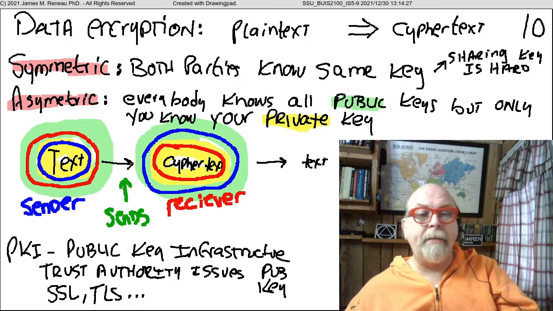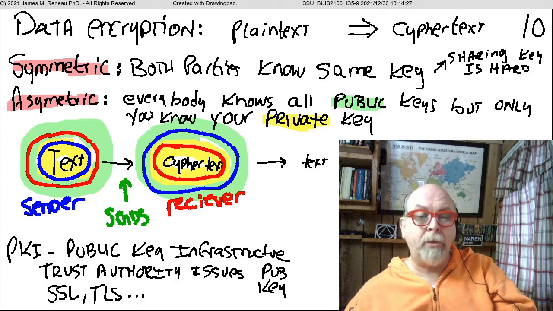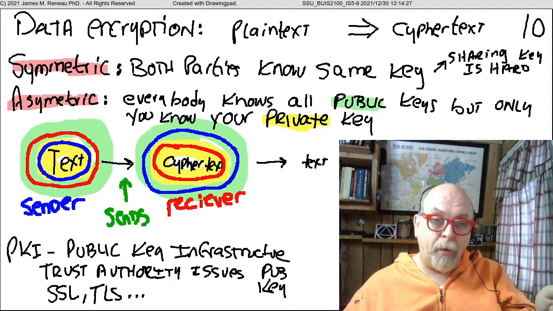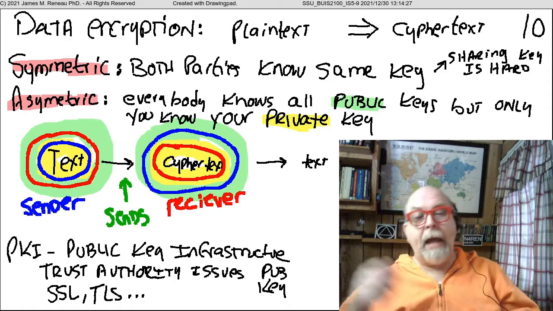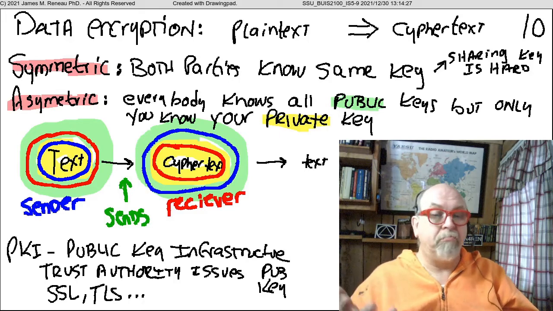There are two basic forms of encryption: one known as symmetric encryption and one known as asymmetric encryption. In symmetric encryption, both parties know the same key. You use a key to lock the door, to encrypt the text, and you use the very same key to unlock the door. Makes sense, doesn't it?